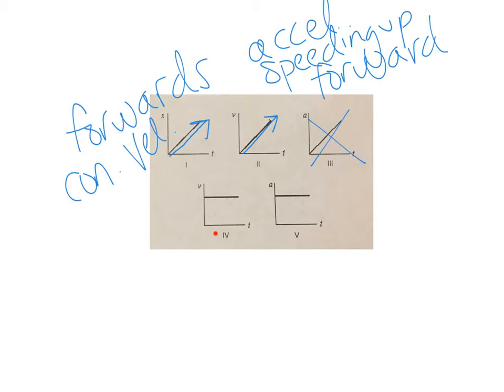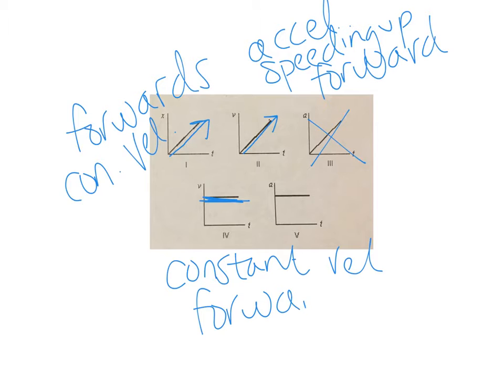For graph number 4, we have, again, a velocity time graph like we did in number 2, but this time we have a horizontal line. So with a horizontal line, that is going to imply a constant velocity because it is staying at that same speed or same velocity the entire time that it's moving. So it's moving at constant velocity. It is going to be moving forwards because it is above your x-axis, and again, we will look more at that in the coming days.